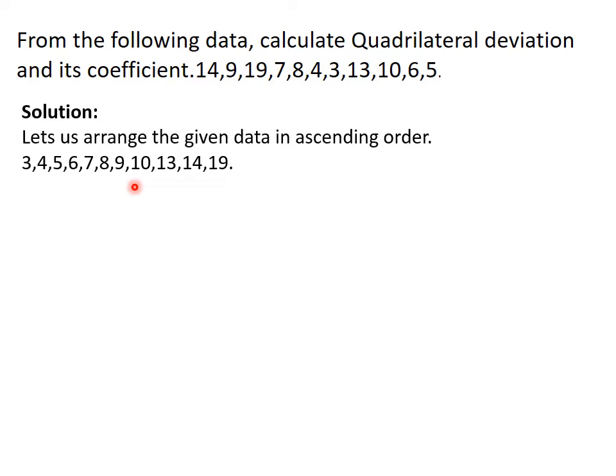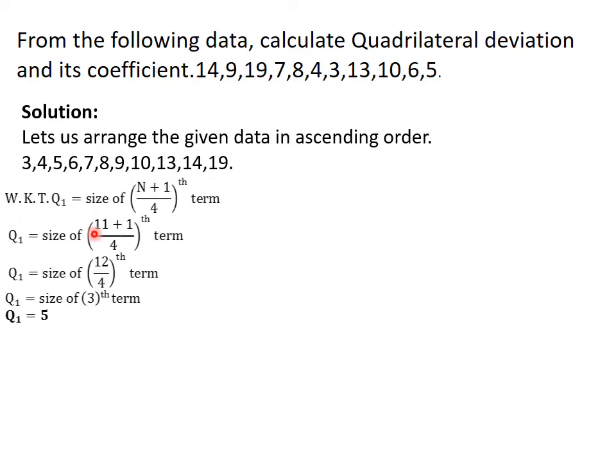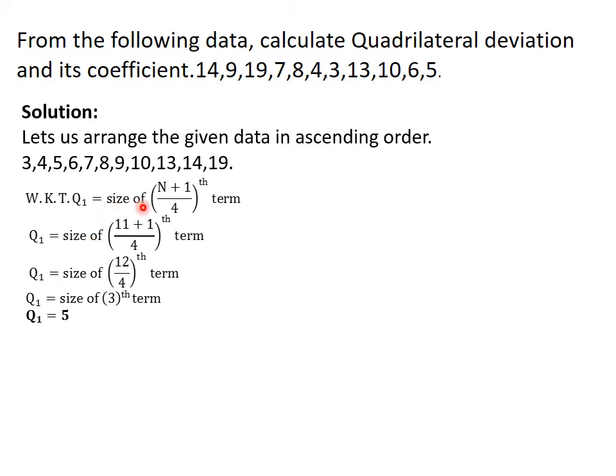Then we start to calculate Q1. Q1 is equal to size of (n plus 1) by 4th term. Here n represents the number of observations. See here, totally how many observations are there? 11 observations are there, so replace n with 11. So 11 plus 1 divided by 4, which is equal to 12 by 4, which is equal to 3.